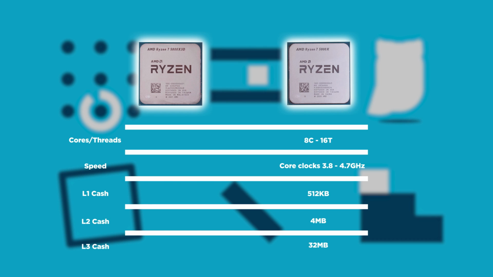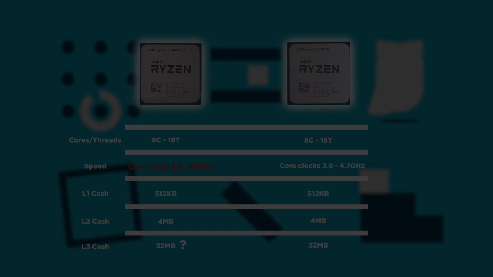Conversely, the X3D is also an 8-core, 16-thread processor, but its core clocks are 3.4 to 4.5 on paper, making it worse than the 5800X. If we look at the memory cache, on L1 it's got 512K, on L2 it has 4 megabytes, and on L3 it has 32 megabytes. But does it? That's the question.